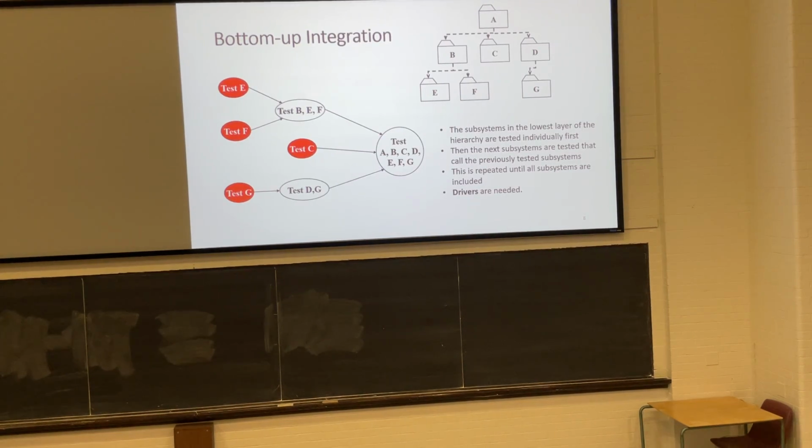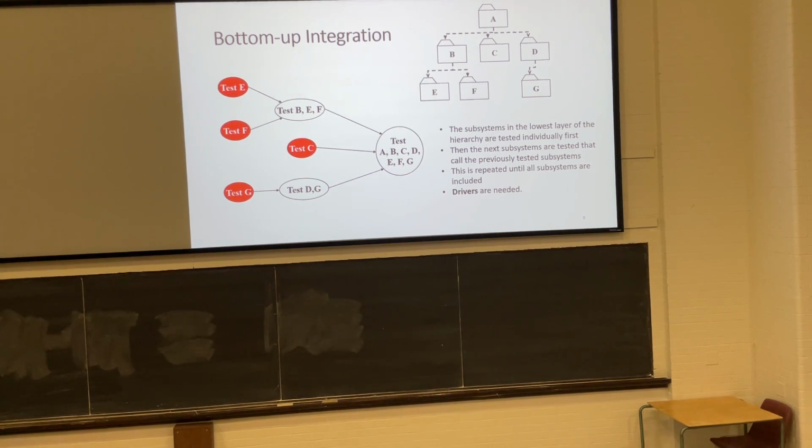So there are 2 ways you can do integration testing. Either you start at the bottom or you start at the top. Here, bottom-up integration is where you start at the bottom. I've reversed this diagram here. So we start at the bottom, meaning we start with components E, F, G. Do you see that components E and F are integrated with B?